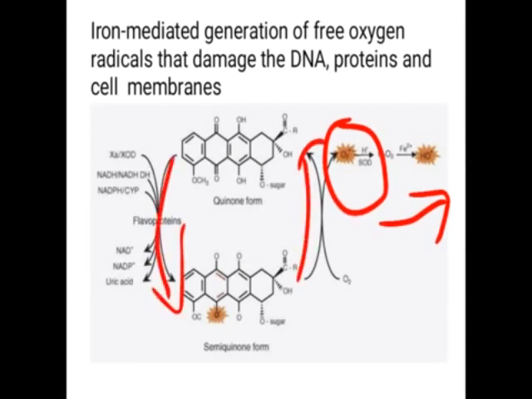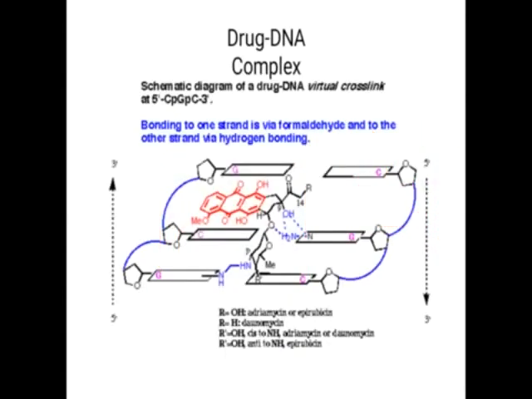Semiquinone to the quinone, again quinone to semiquinone. So that cycle takes place, and during that cycle, the oxygen radicals are formed. At the end, these oxygen radicals, along with the hydrogen, form hydroxy radicals, and these hydroxy radicals are responsible for the damage to the DNA.